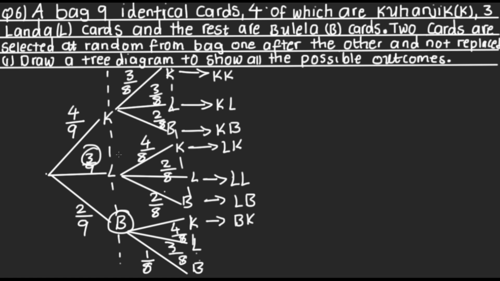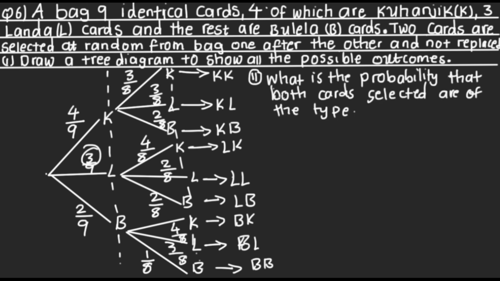So I'm sure you've now seen the pattern. This is what we call the possible outcomes. BL. Then the last one will be BB. It's very important you show the possible outcomes because you may need them to answer the next question. Right, so we move on to question Roman number 2. What is the probability that both cards selected are of the same type? I forgot to put the words same type.